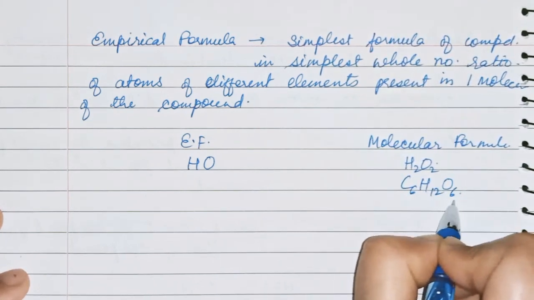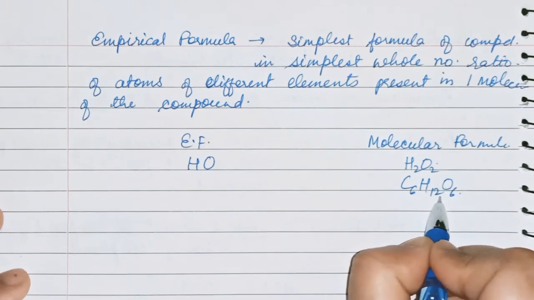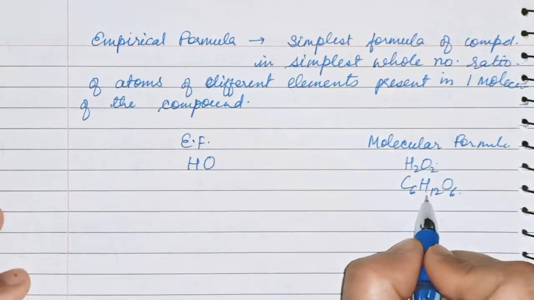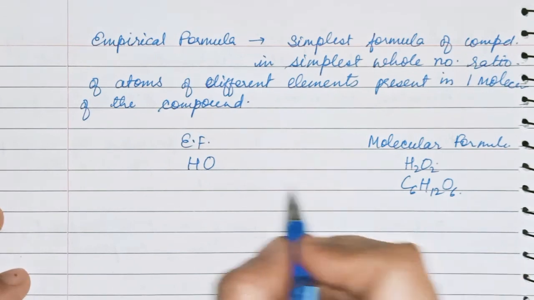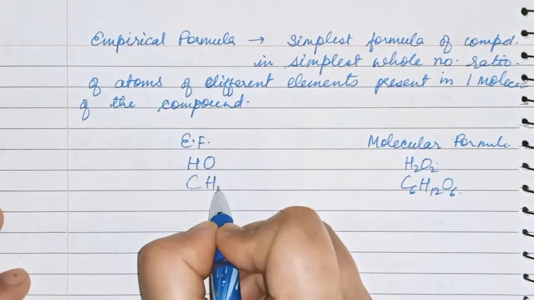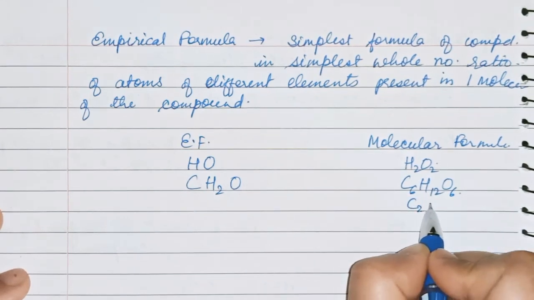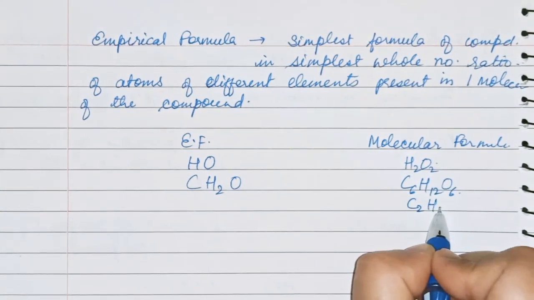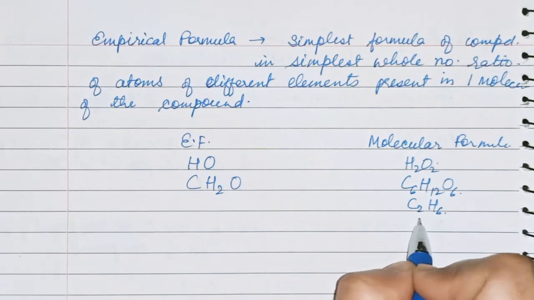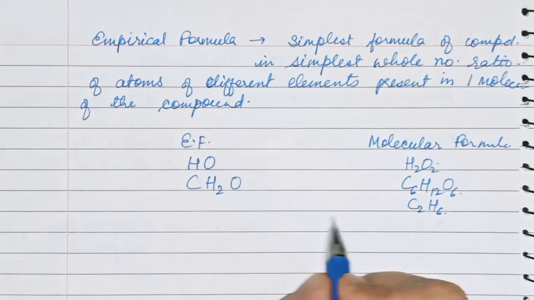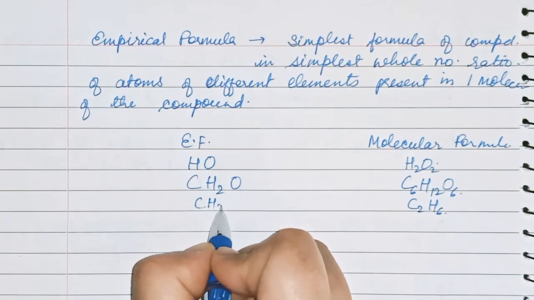Now again you have to simplify this ratio, 6, 12 and 6. You will take out the common factor 6 from here. What is left? CH2O. Again, suppose we are taking C2H6. What common factor can you take out from here? Again we will take 2. What is left behind? CH3.